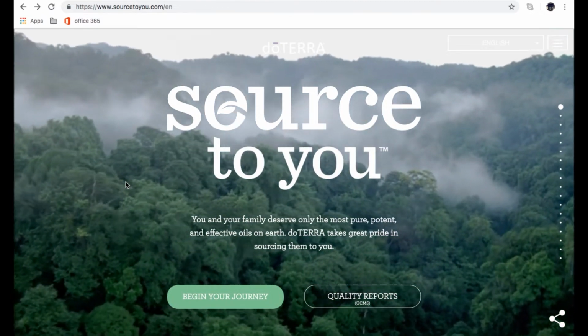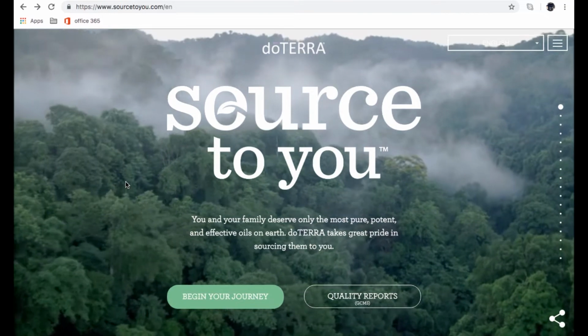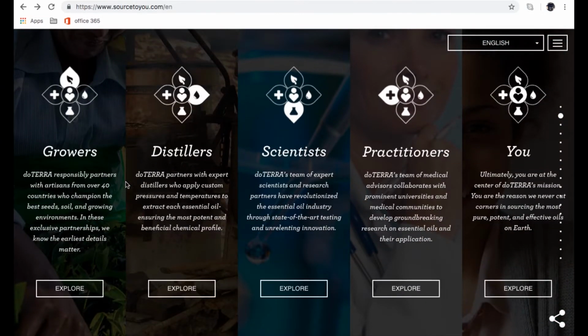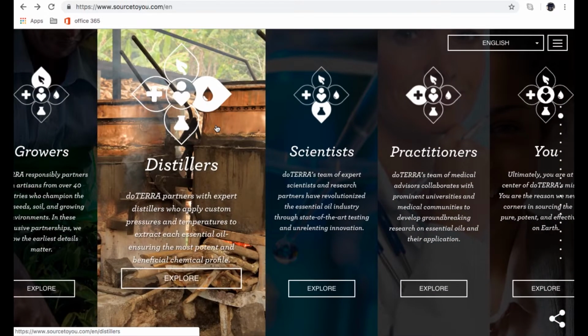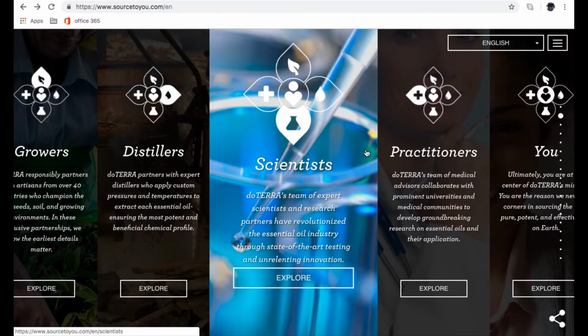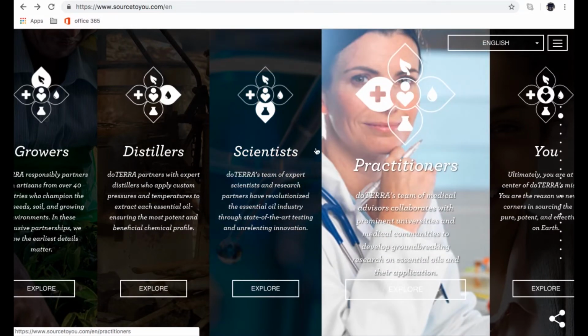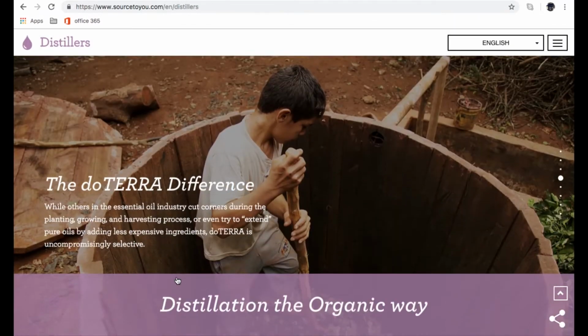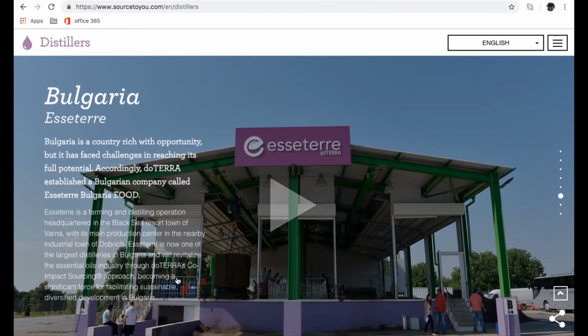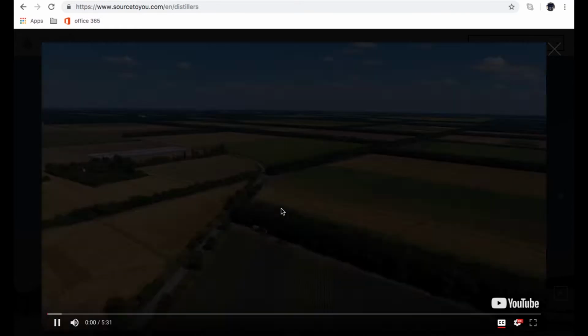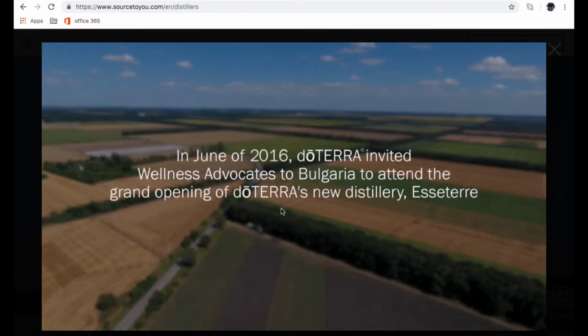The other thing is, I also encourage you to watch videos about doTERRA's sourcing on this website. There are videos about the farmers that doTERRA has partnered with, in regards to lavender. There's a specific one about a distillery that they opened, I believe it was June of 2016, in Bulgaria. There's so much great information on here, and it's all on this one website. So I really, really hope you check it out.